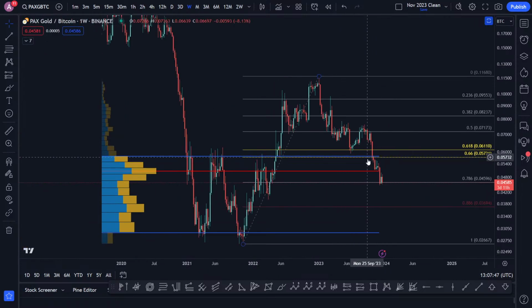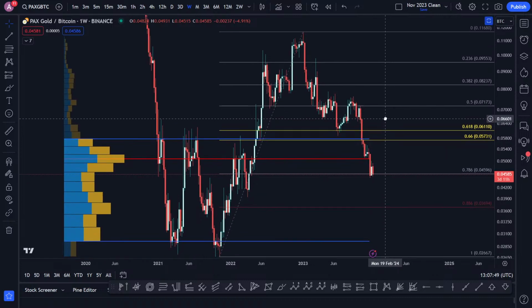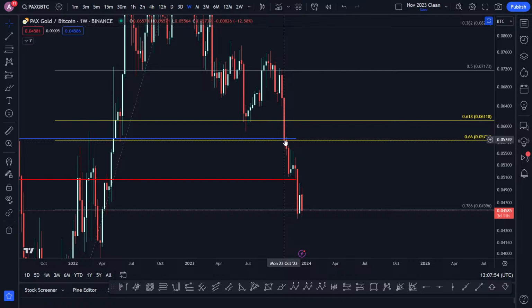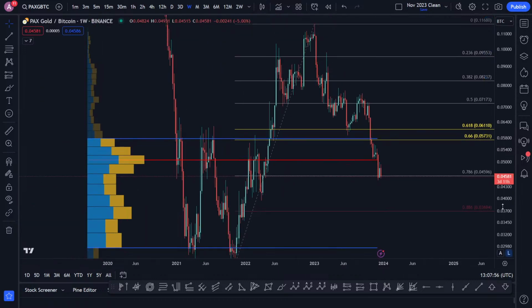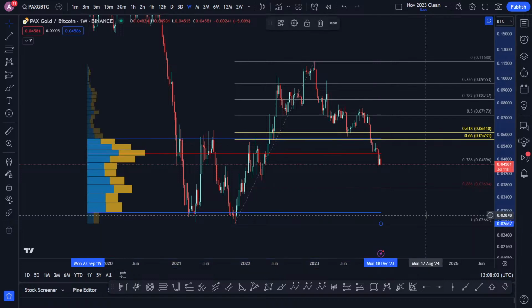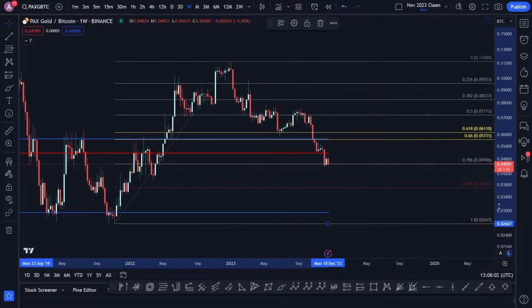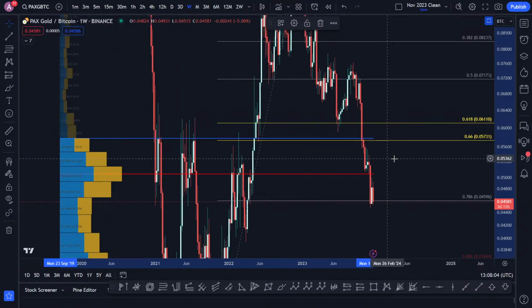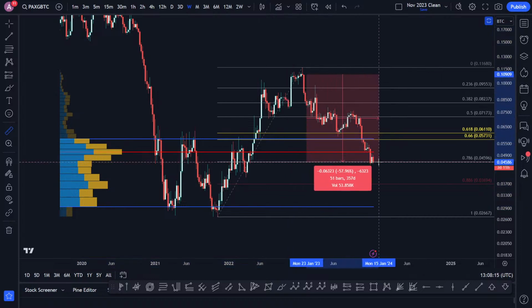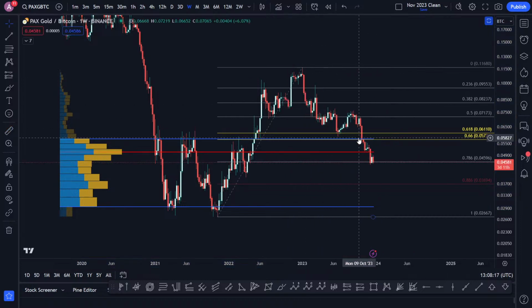I was on my Twitter, tracking this and seeing once we had a breakdown into the value area high. This whole range. You create a value area. The minute you broke into it, it just sold off. So for the whole of 2023, Bitcoin has gained on gold by 58%. It's been better to be in Bitcoin.